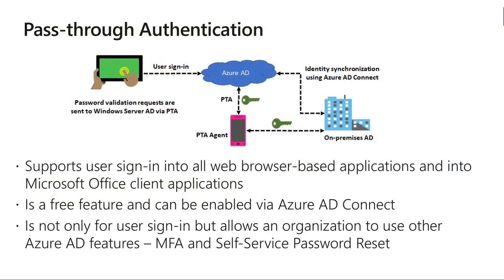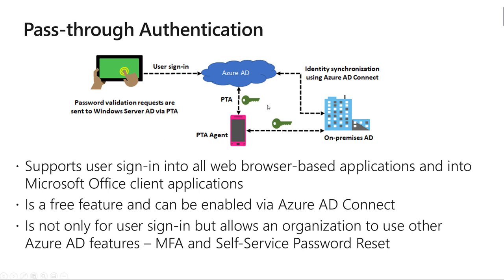It's an alternative solution to password hash sync, and provides the same benefit of cloud authentication to the organization. PTA allows users to sign into both on-prem and cloud with the same password. So when users sign into Azure AD, PTA validates the user's password against their on-premises Active Directory.